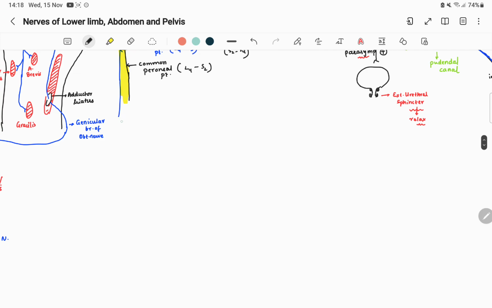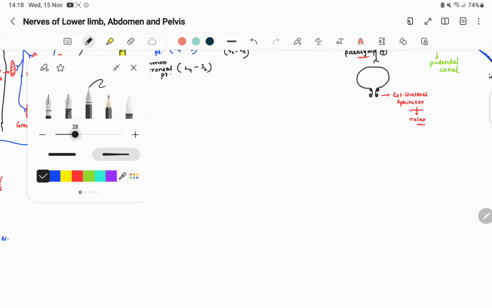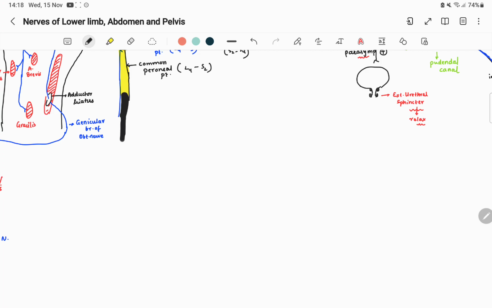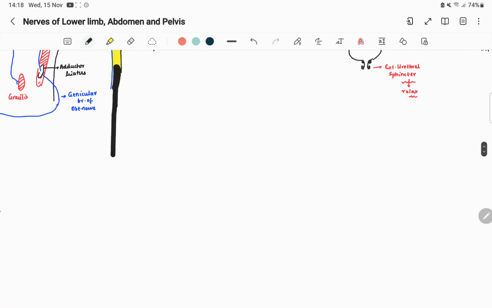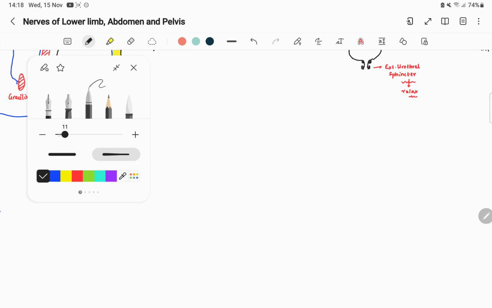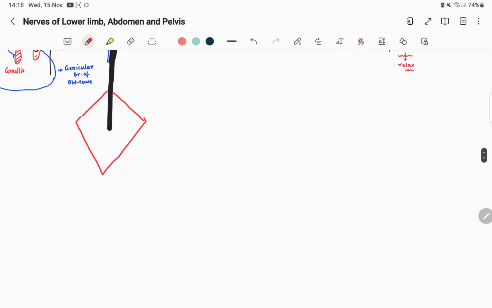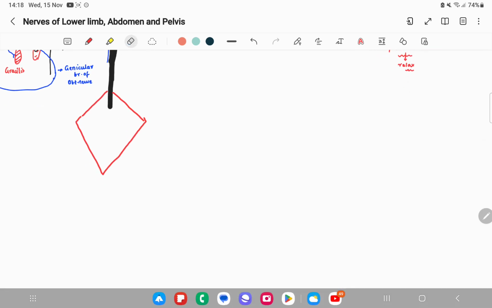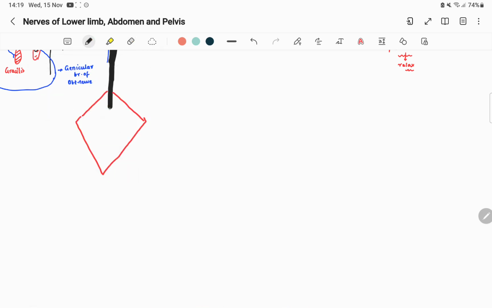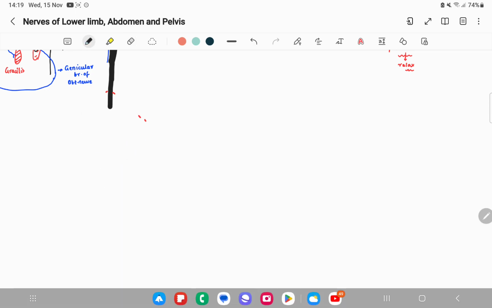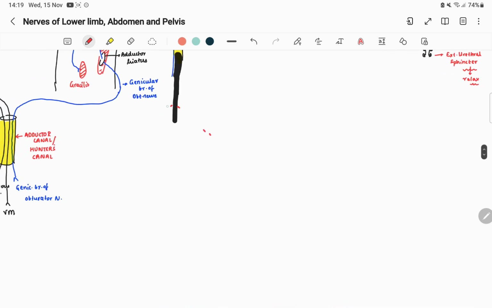So it runs. Let me draw the sciatic nerve like this, a little bit thicker. This is the sciatic nerve. At the level of the popliteal fossa it divides into the common peroneal part and the tibial part. So let's draw the popliteal fossa. It is a diamond-shaped fossa. Let's draw it a little bit bigger, so that we can draw all the branches which it gives in the popliteal fossa. So I am drawing the popliteal fossa like this.